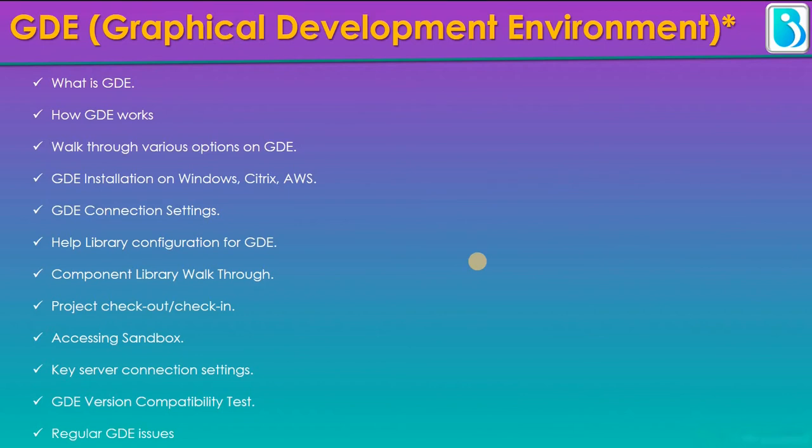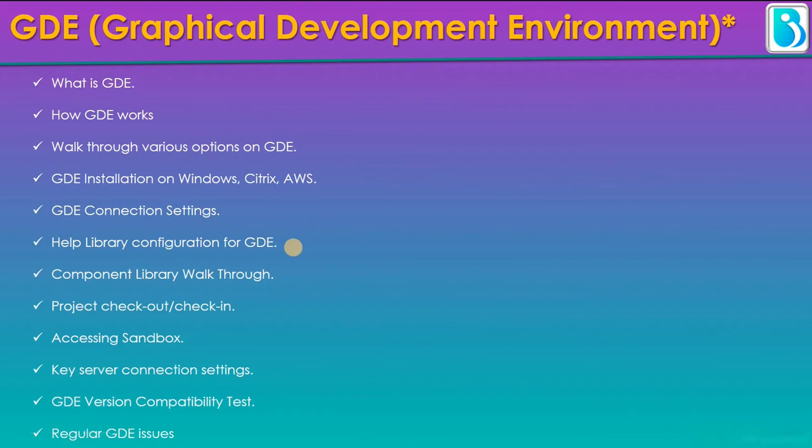Help library configuration for GDE. We can integrate the Ab Initio help library for the GDE. For that we need to do certain configurations on the server side. How do we do those settings? That topic will be covered as part of this.